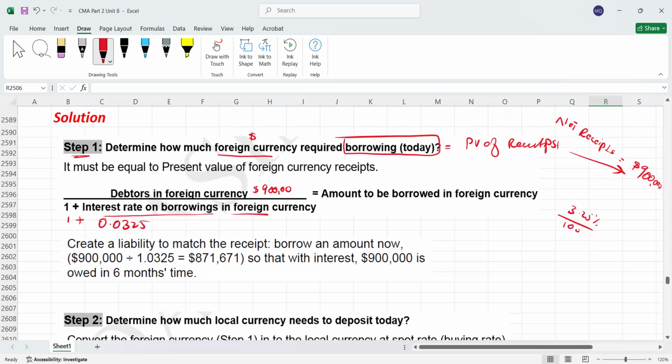Okay. Now guys, now I'll just solve it. So if I will add this thing, it will be equal to 1.0325. So simply now $900,000 divided by this. So I'll get the amount which we need to borrow, which is present value. If I'll divide 900,000 divided by this, it will be equal to dollar 871,671. You can just cross check, okay? It means this much dollar I need to borrow today.